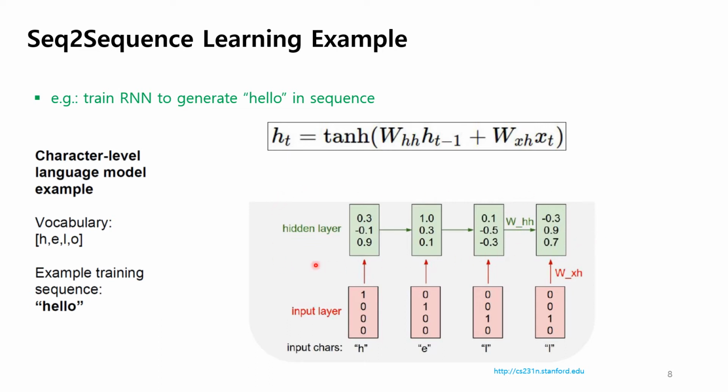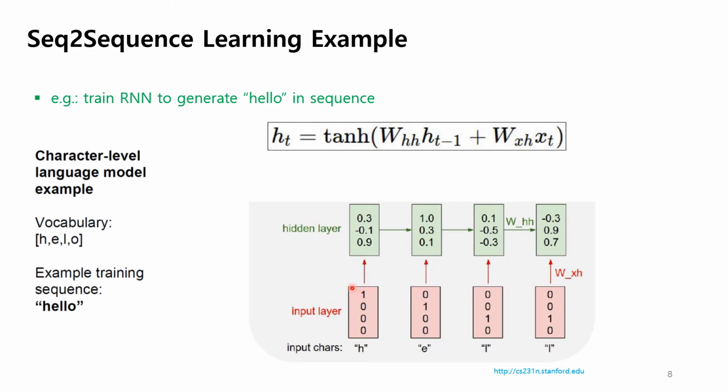So let's say we have an RNN. In this case, we have 3 hidden nodes. The way we train this RNN is the following. In the first time step, we provide input H.